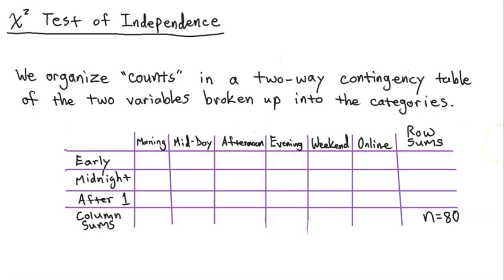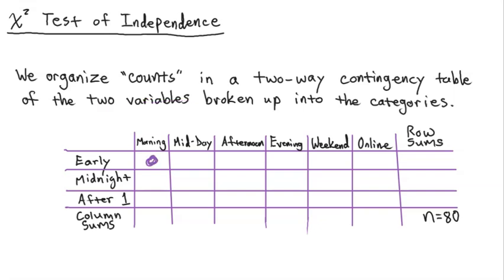Now, the way we go about conducting this chi-squared test of independence is we organize basically counts of which categories are picked by which subjects in a two-way contingency table. Two-way means that we have two variables. One of the variables is along the top, and one of the variables is along the side. Okay, so it's a two-way contingency table of the two variables, and it's broken up into categories.